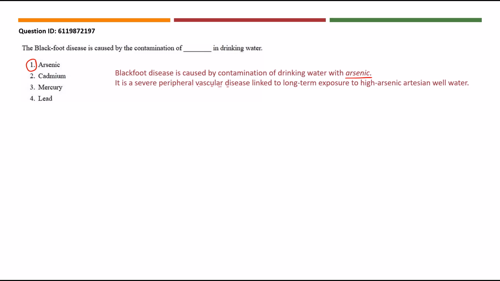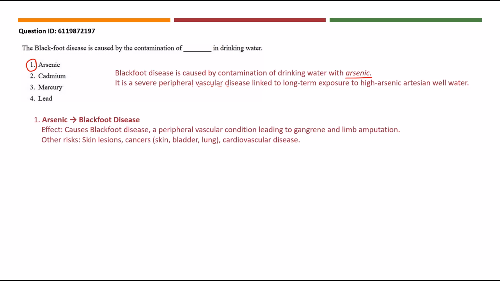So let's see about every chemical's issue now. Arsenic contributes to black foot disease. The effect here is it causes black foot disease, a peripheral vascular condition leading to gangrene and limb amputation. These are medical terms, just know them. Other risks can be skin lesions, cancers in the skin, bladder and lung, and cardiovascular disease. When they say vascular condition, definitely cardio will be included.